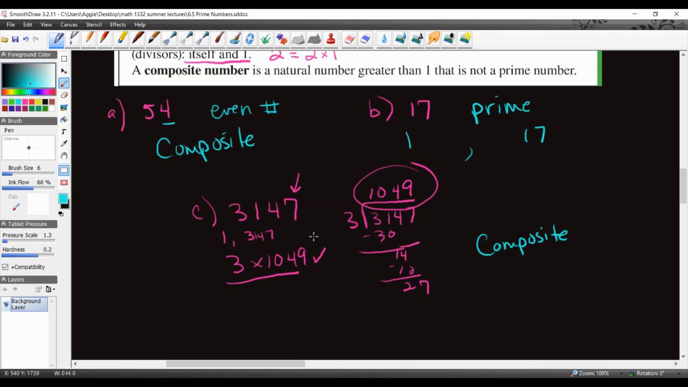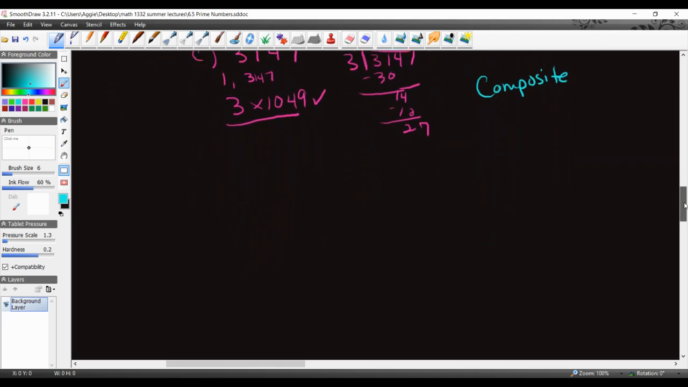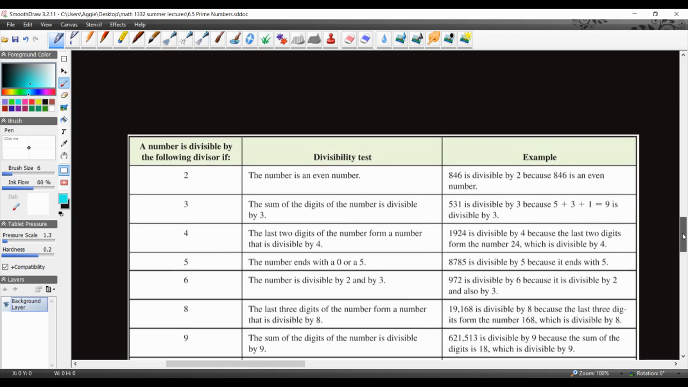composite. Okay, but what if this hadn't worked? What if this had a remainder or something? Well, we'd have to try another number. We'd have to try 7, maybe 9, maybe 6, maybe 8. We'd have to keep going. So because of that, I have something else to show you.